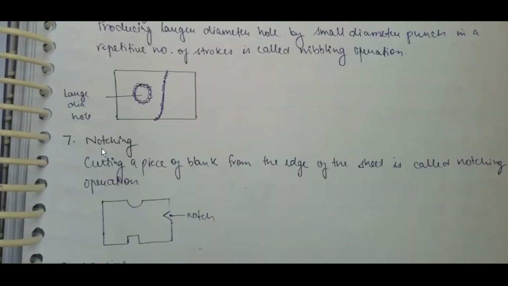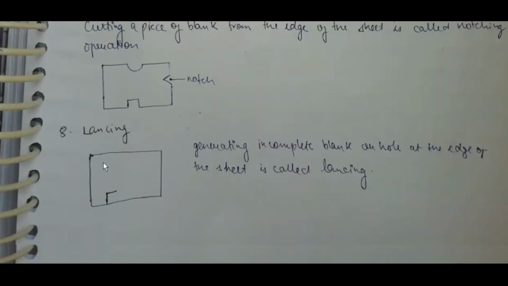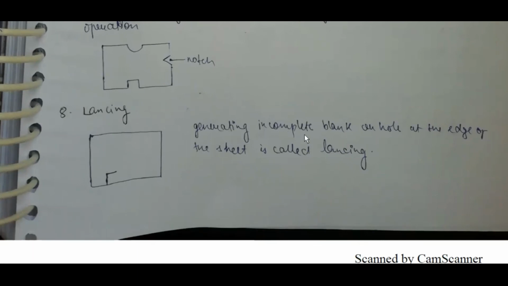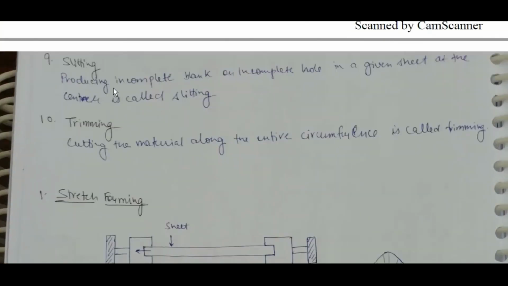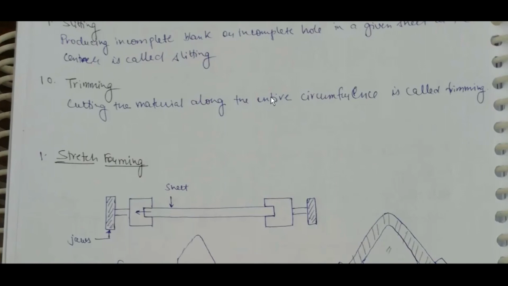Notching: cutting a piece of blank from the edge of the sheet is called notching operation. Lancing: generating an incomplete blank or hole at the edge of the sheet is called lancing. Slitting: producing an incomplete blank or incomplete hole in a given sheet at the center is called slitting. Trimming: cutting the material along the entire circumference is called trimming.